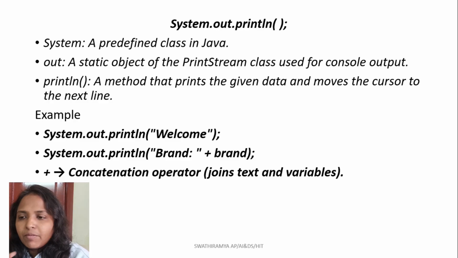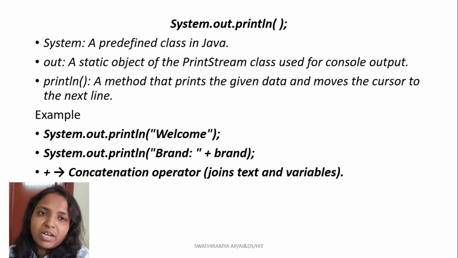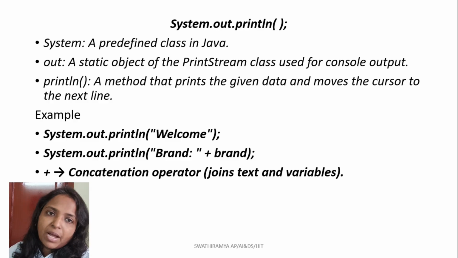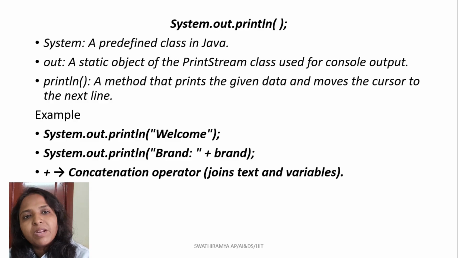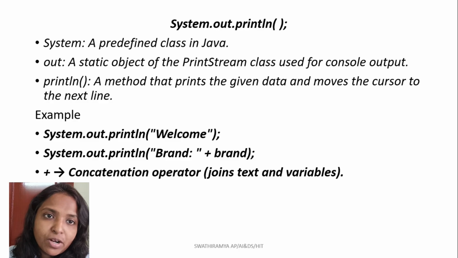We can see System.out.println. System is nothing but a predefined class in Java. In Java, we have a set of predefined classes and predefined objects. We have predefined functions inside the packages, and we can use these predefined classes. In C, you have the input output statement, right? #include stdio.h, input output.